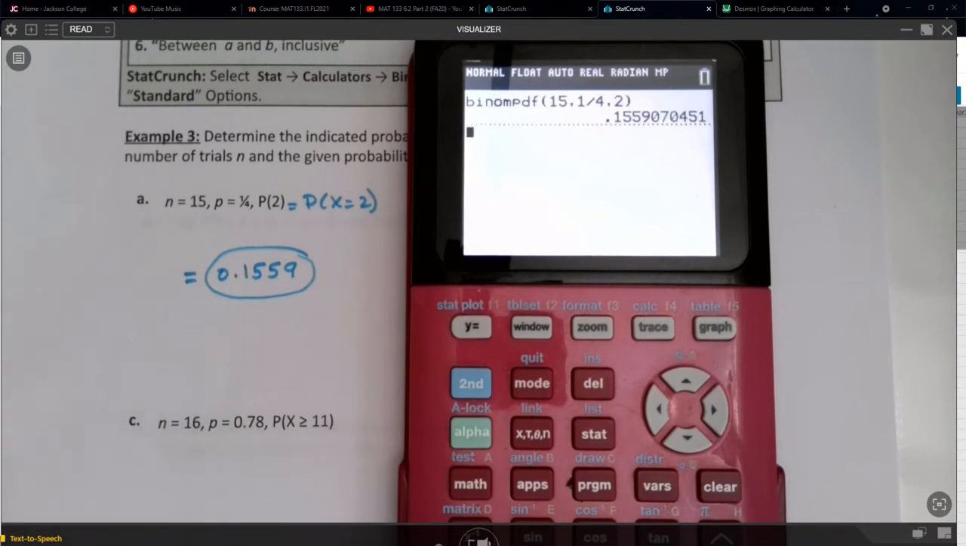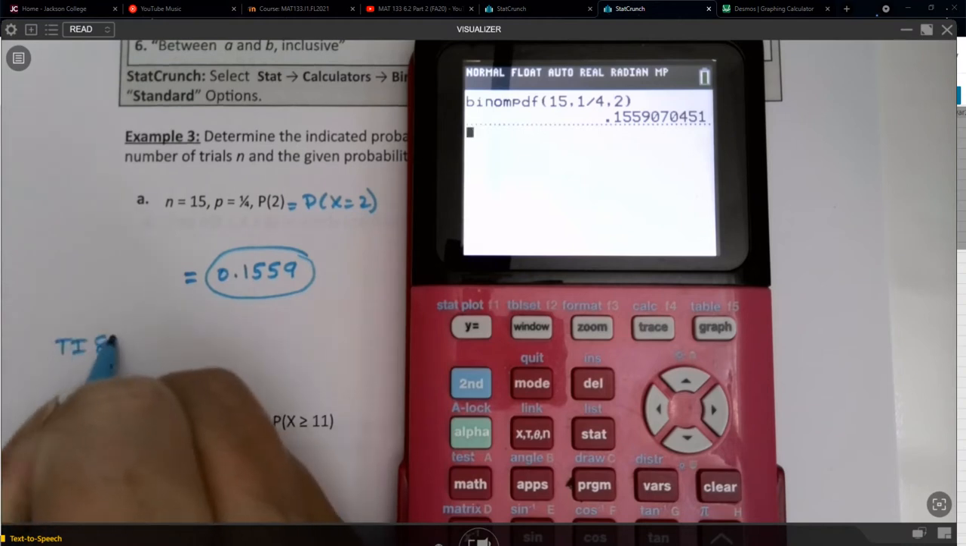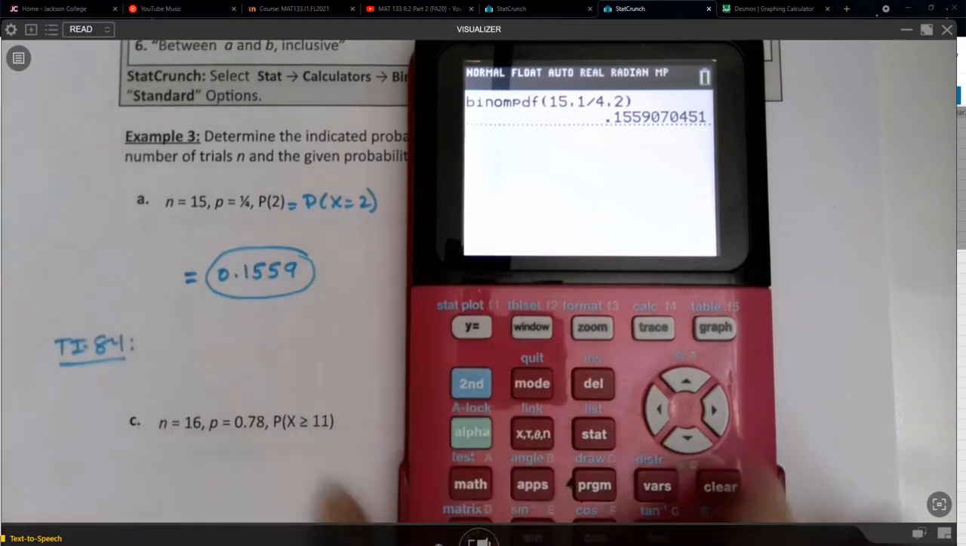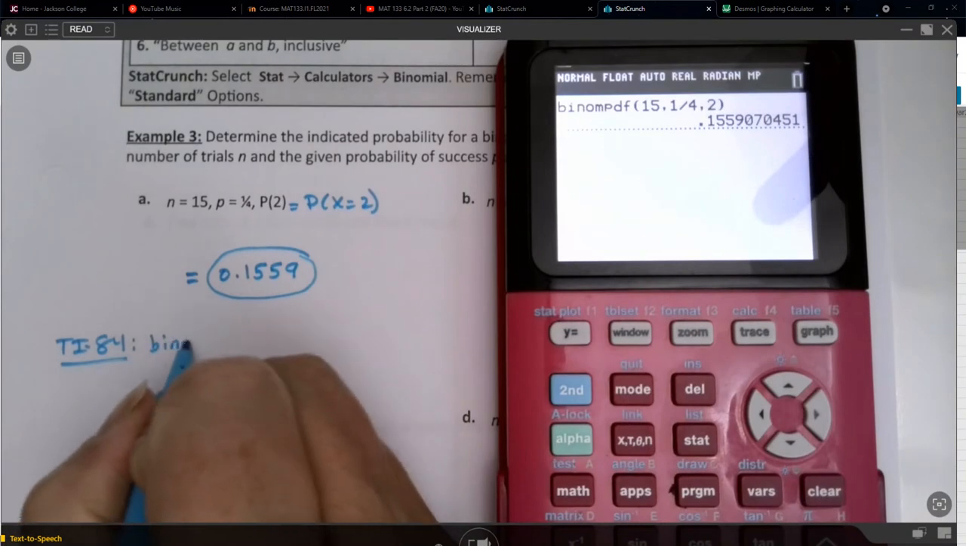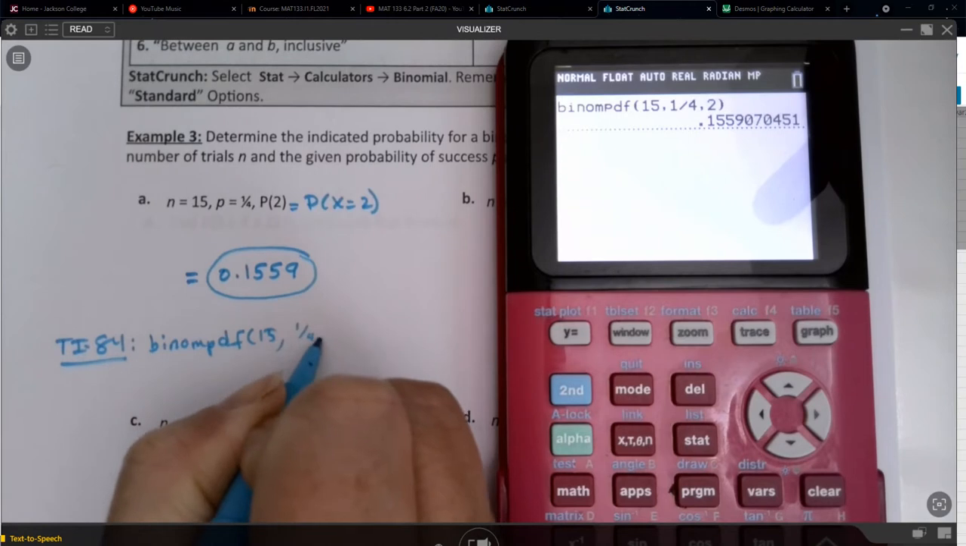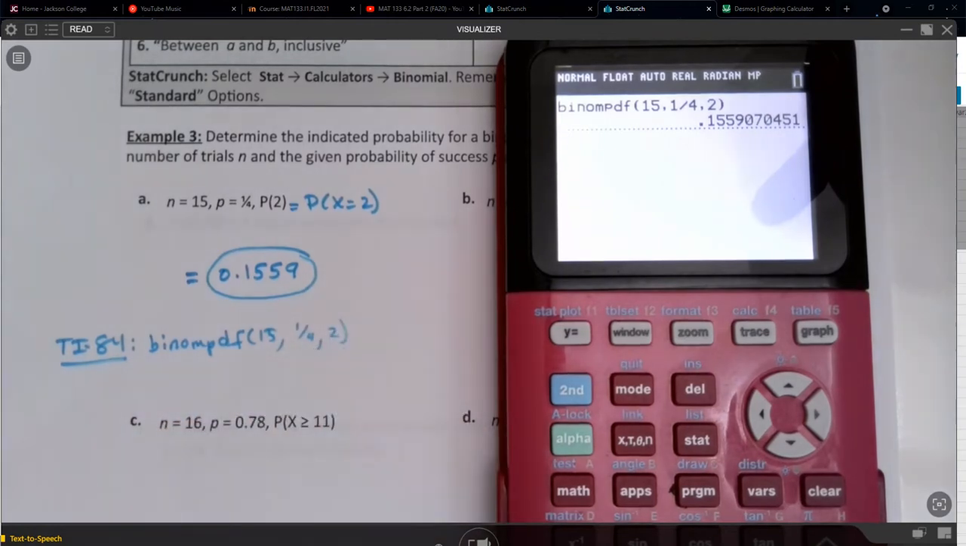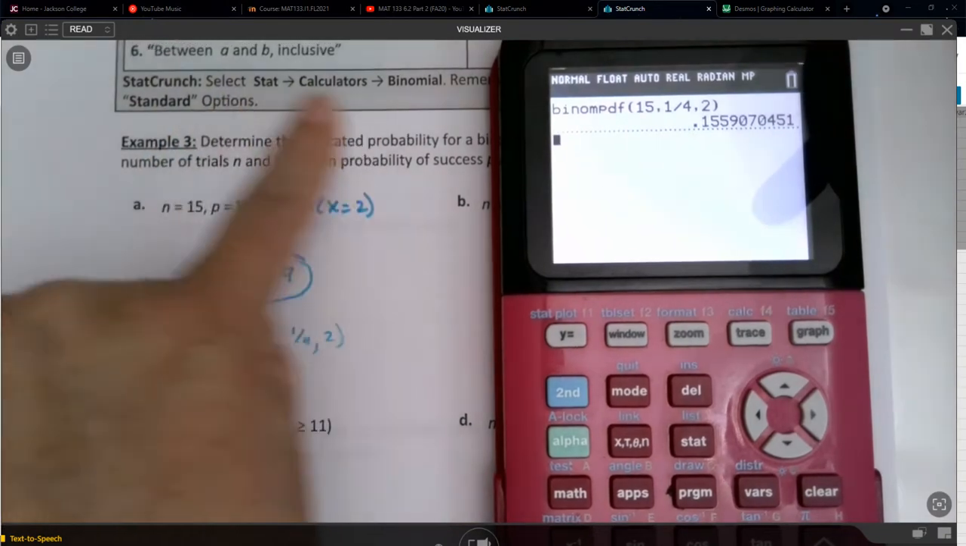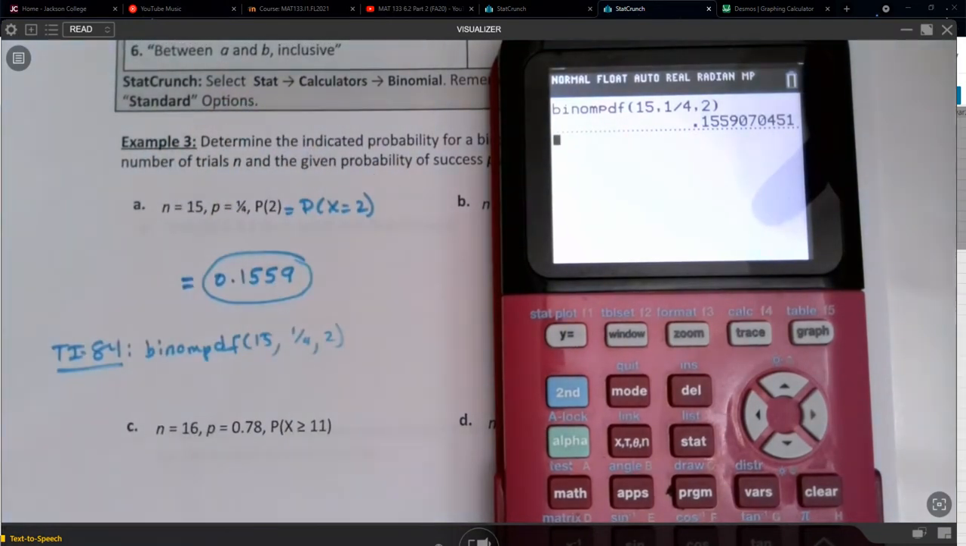If you're doing StatCrunch, you don't need to do the calculator, right? You don't need to know both of them. I'm just showing the calculator for students that need to use the calculator. So if you're on the TI-84, and again, don't bother writing this if you're doing StatCrunch, you would use binompdf 15, 1/4, 2. That's how you get it. And again, don't bother writing that if you're not using the calculator. It's no biggie. The StatCrunch people, it's always the same thing. So you just go there and play around with the menus.